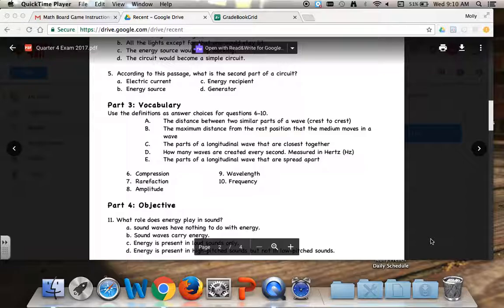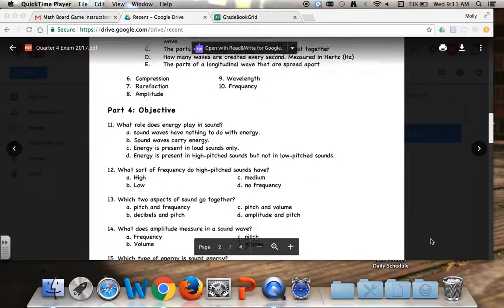Letter A. The distance between 2 similar parts of a wave, so from crest to crest. Letter B. The maximum distance from the rest position that the medium moves in a wave. Letter C. The parts of a longitudinal wave that are closest together. Letter D. How many waves are created every second, measured in hertz. And letter E. The parts of a longitudinal wave that are spread apart.